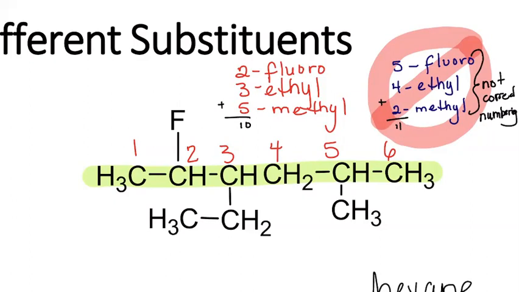If you do the blue direction, you will say, oh, this is 1. My methyl is on number 2. My ethyl is on number 4. My fluoro group is on number 5. So how do I know who wins? Well, when you look at both numbering systems, if you add the locations, the one that gives you the lowest number, that's how you determine numbering.